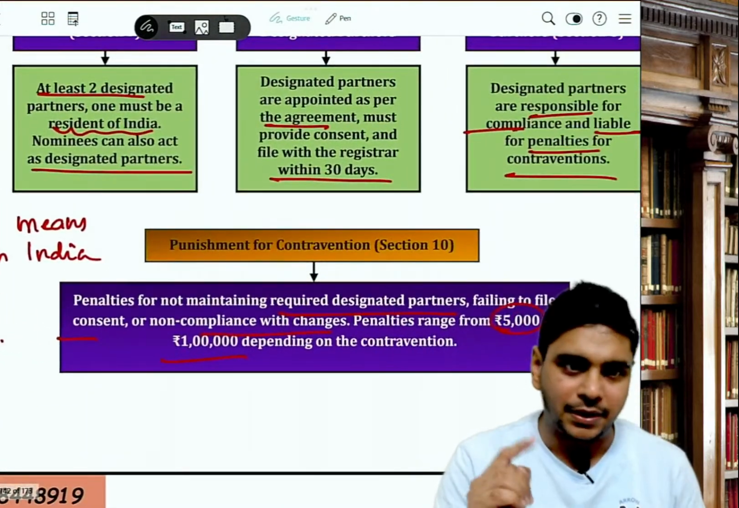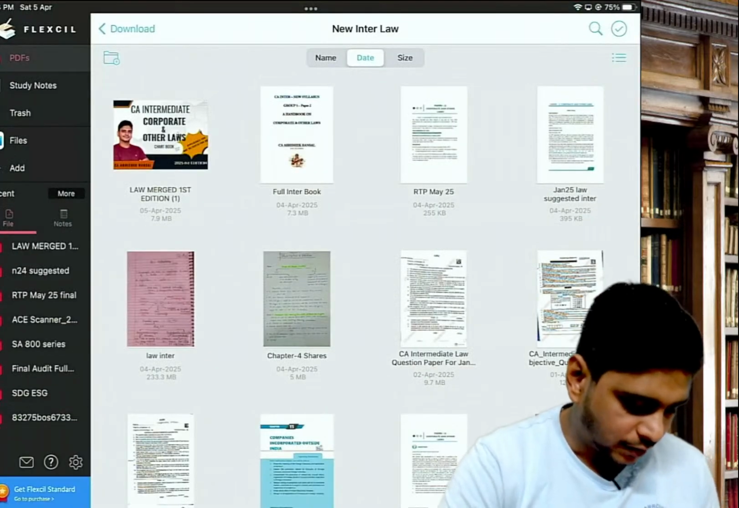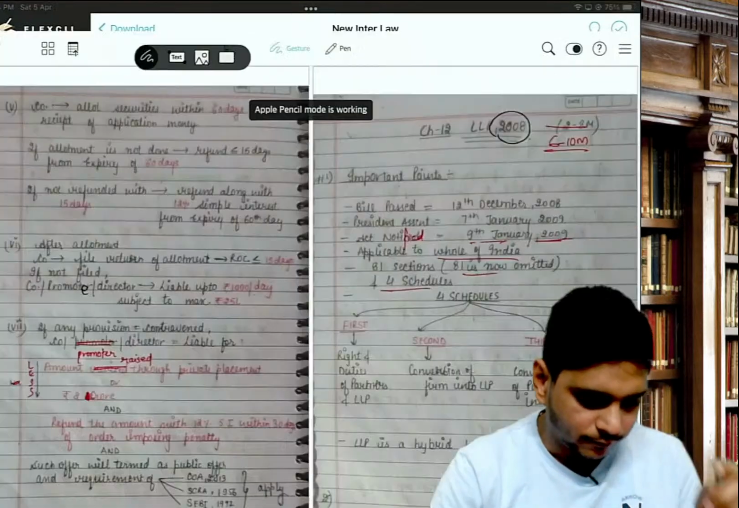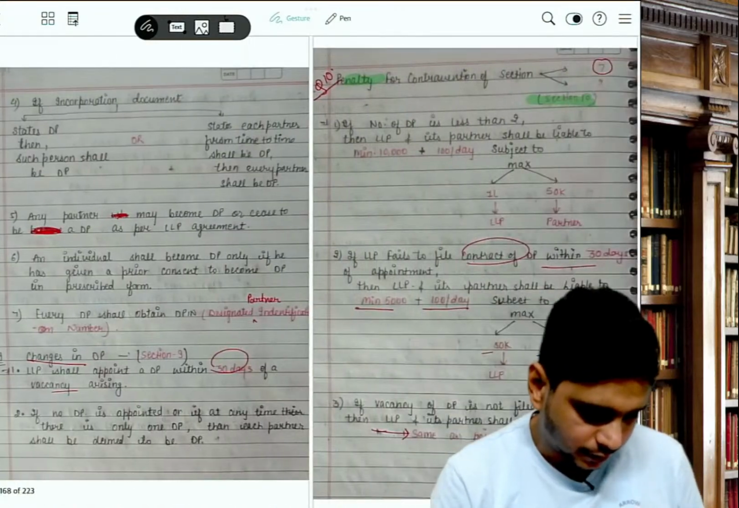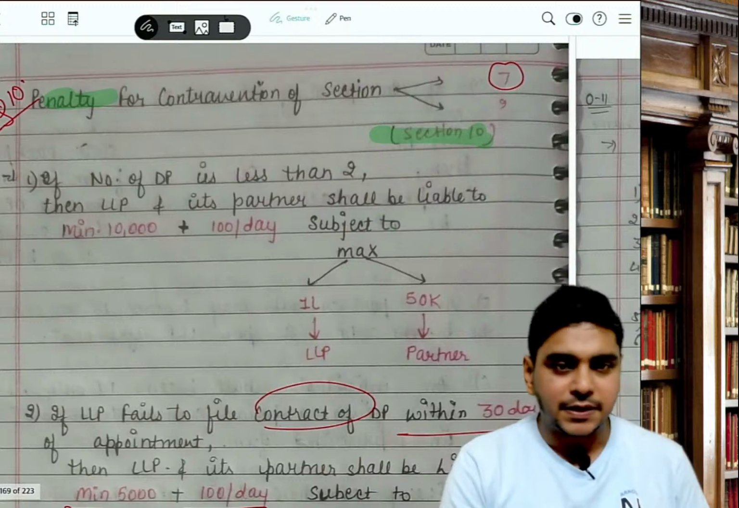Now penalty. We will do this from the notes. I hope you have your notes in front of you. Very important penalty. Section number 10 it is.